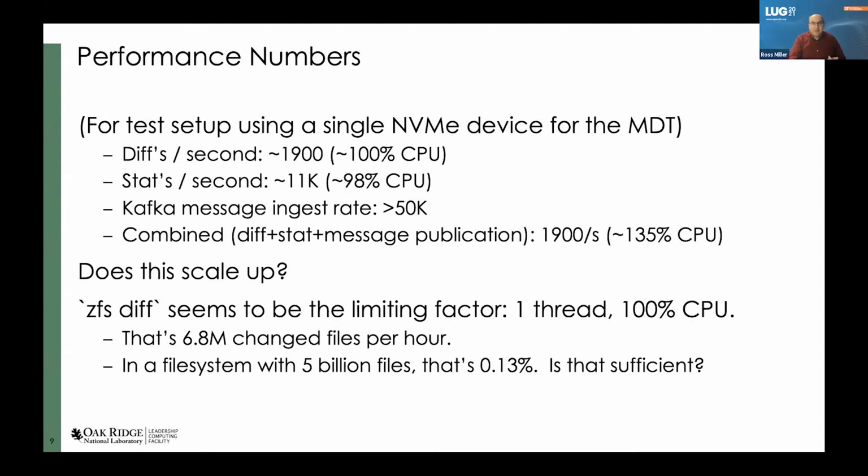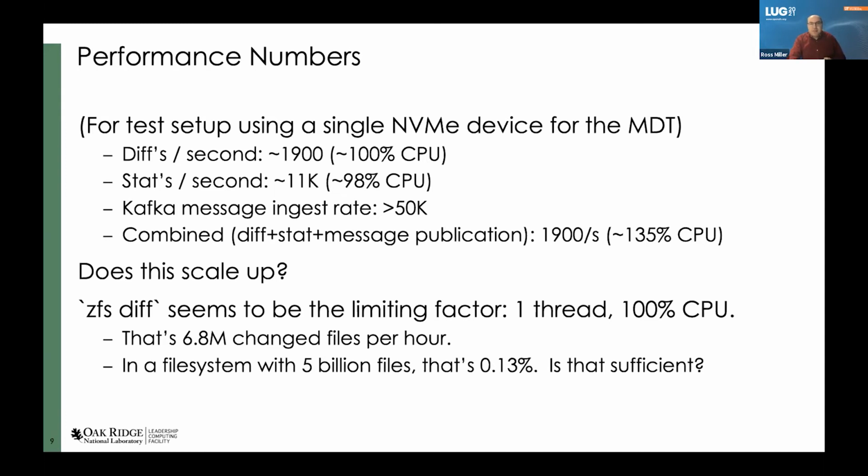The combined diff, stat, and then publish a message were limited by the performance of zfs diff, 1,900 files per second. And we chewed up 1 1/3 CPU cores to do that.